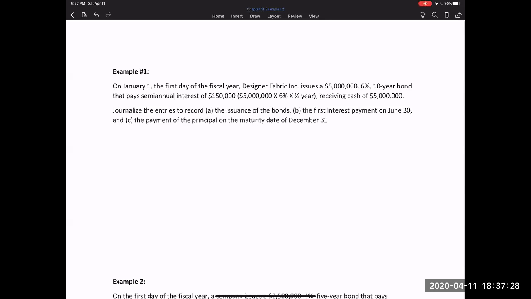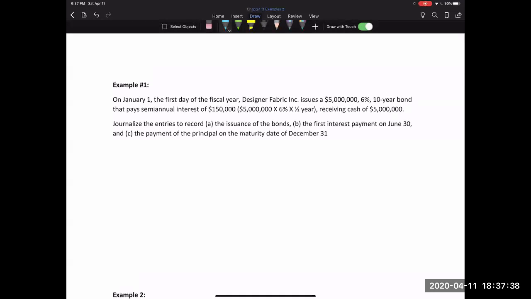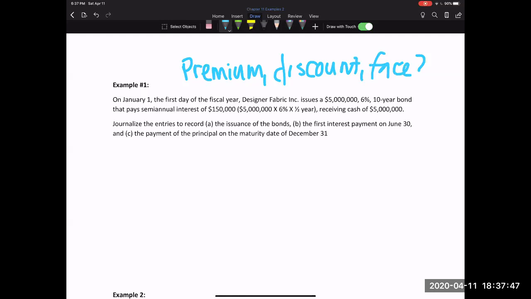Now, first off, we need to ask ourselves as we solve this question, is this bond being sold at a premium, a discount, or face amount? Okay, which one? There's no interest rates, right? Where's the interest rate? There's only one, right? This one. So how do I know if this particular bond is being sold at which one? How do I know, right?